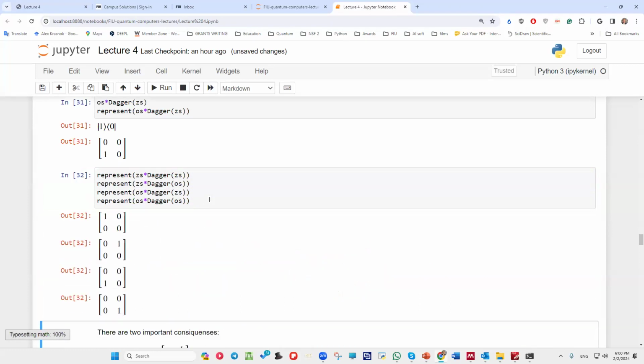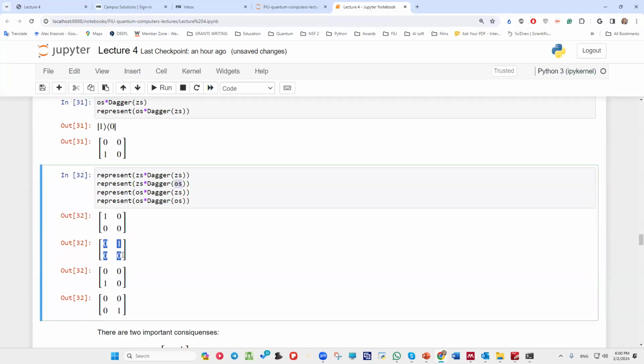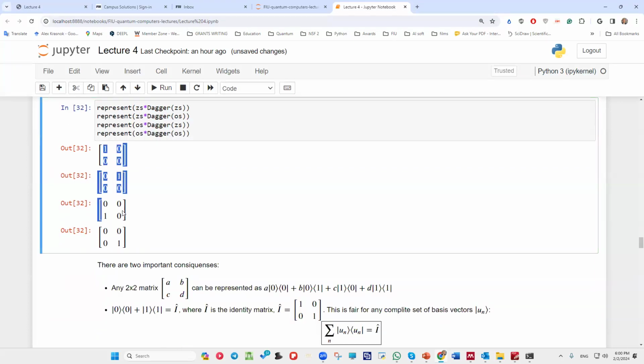Okay, so this is the result. If I take the product of the 0 state times the 0 state, I get this matrix. The 0 state times the 1 state, I get this one, and so on. The states 1, 0, and 1, 1. So all 4 matrices.